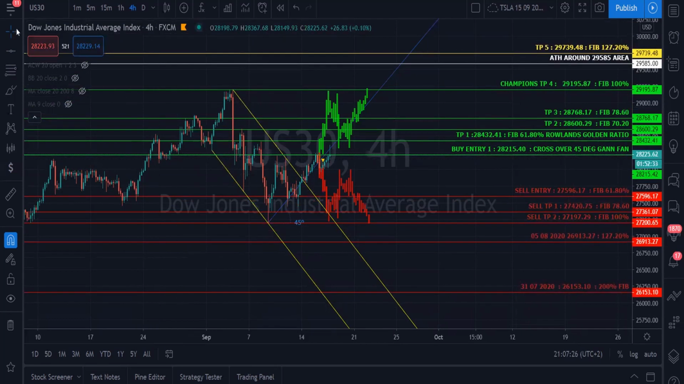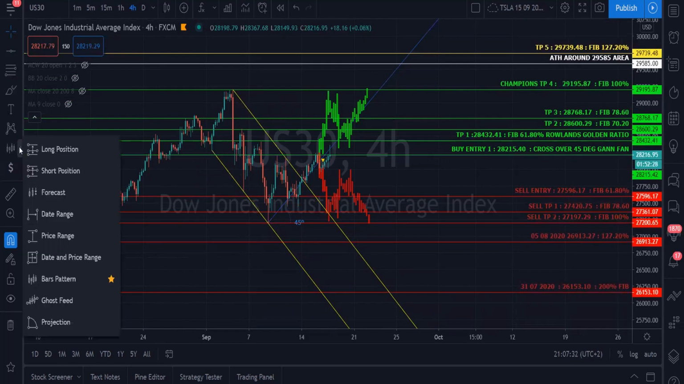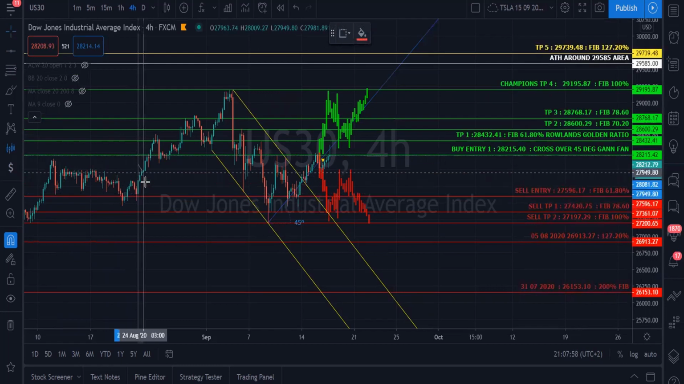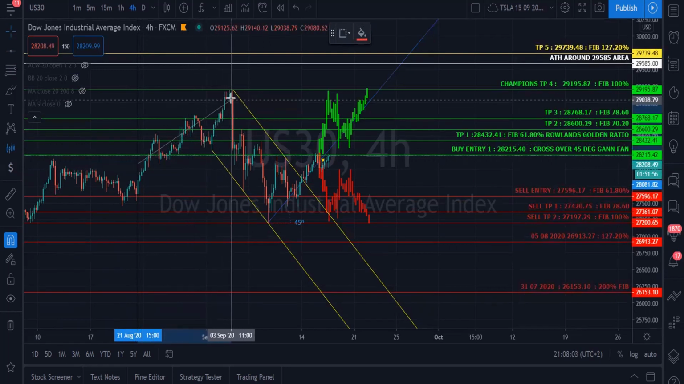So the toolbars again on the left hand side, you click down to this specific one where it's got prediction and measurement tools. You've got short and long positions, forecast, price range, and one of them is called bars pattern. So we'll do that again. You come down to the long position toolbar, go down to one of them called bars pattern. You click once on it, and then you bring your cursor to where you want to copy this from. You left click, and now I'm copying all of this right to this point.